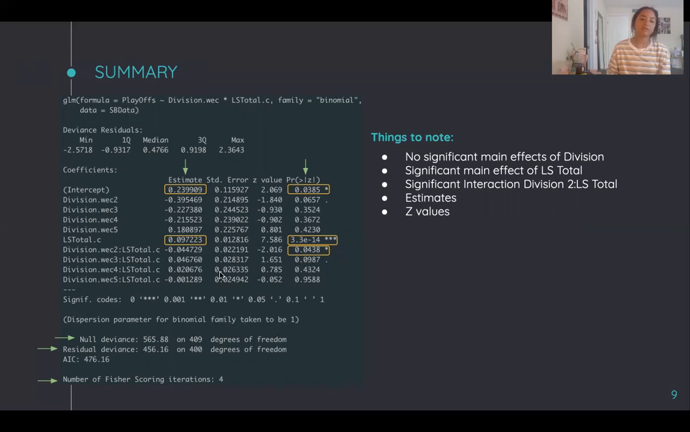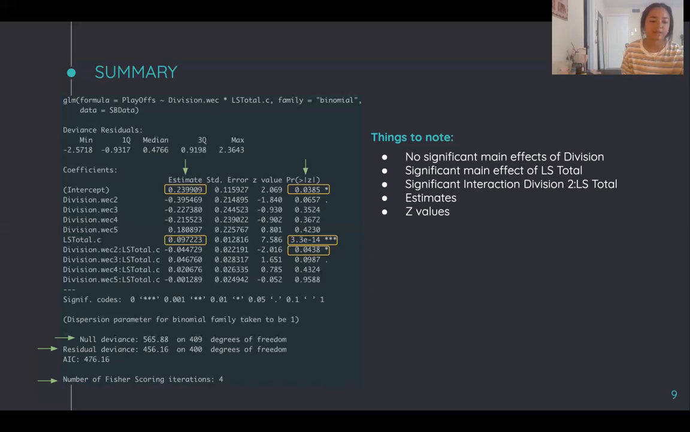So next we're going to look at the regression coefficients. For division, the regression coefficients represent the difference between the grand mean of the log odds and the average of winning for each division. So it's important to note that the LS total is held constant at its mean when calculating these. Next, we have our estimates, our logit coefficients, which tell us the relationship between the predictor and the outcome, where the dependent variable is on the logit scale. So these estimates tell us the amount of increase in predicted log odds of making it to the playoffs that would be predicted by a 1 unit increase in last season's total score, holding all the other predictors constant.